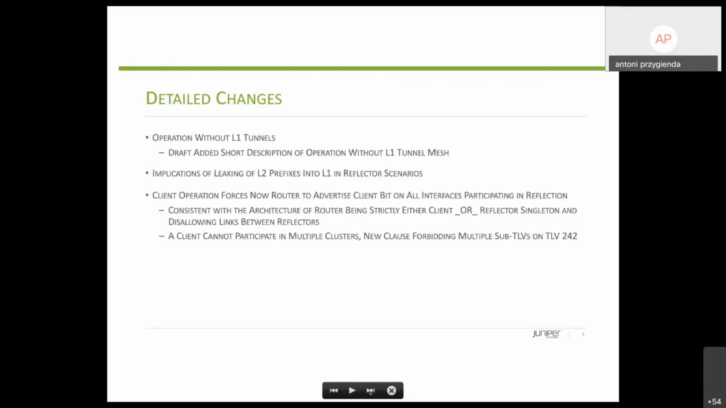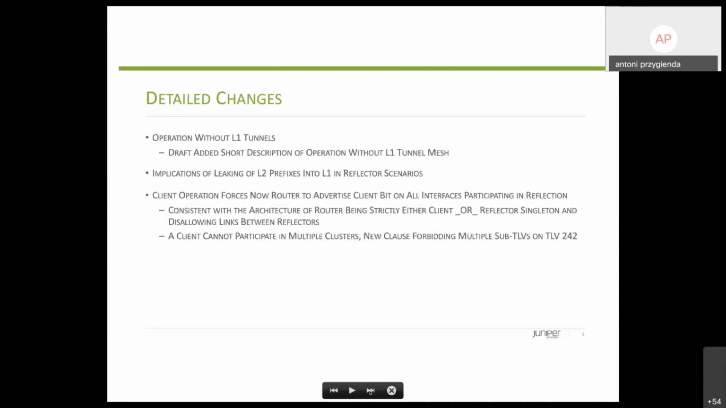And we already disallowed the links between reflectors. That is largely based on what was happening in BGP route reflector hierarchies, when people started to mesh reflectors in the same cluster and all the cluster ID, the identifier of the router in the cluster. So a client cannot participate in multiple clusters.